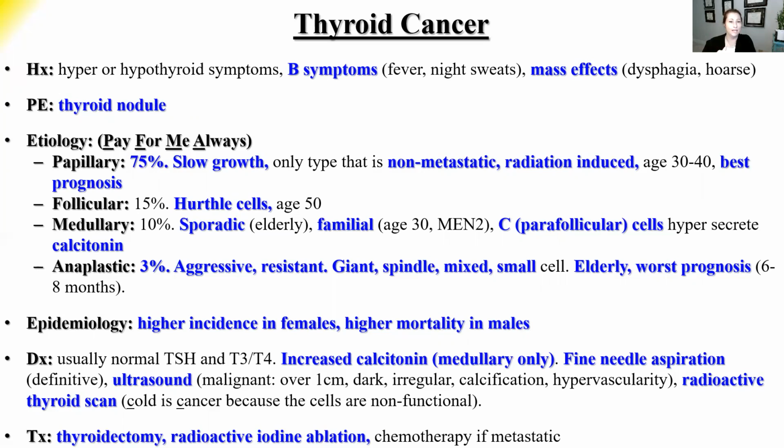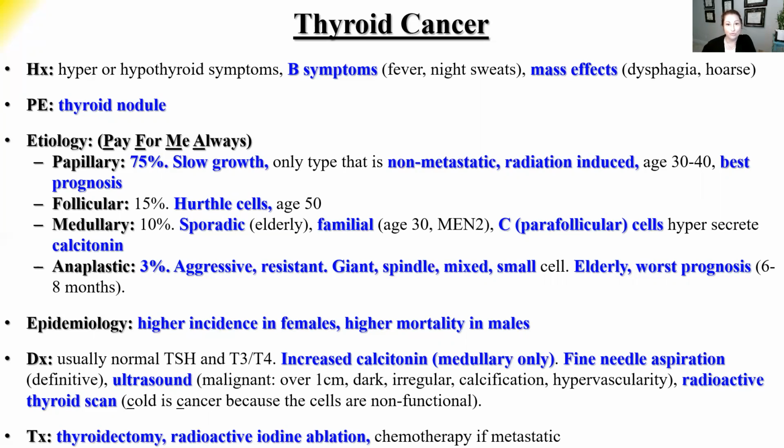And then finally, anaplastic. Fortunately, this only makes up 3%, but this is a very aggressive, resistant, and metastatic type of cancer. There's 4 different types: giant cell, spindle cell, mixed cell, and small cell. This is usually in the elderly patient, and it has the worst prognosis, so 6 to 8 months. Thyroid cancer has a higher incidence in females and a higher mortality in males. That is because males usually wait longer to go get it checked out, and at that point, it's more problematic.